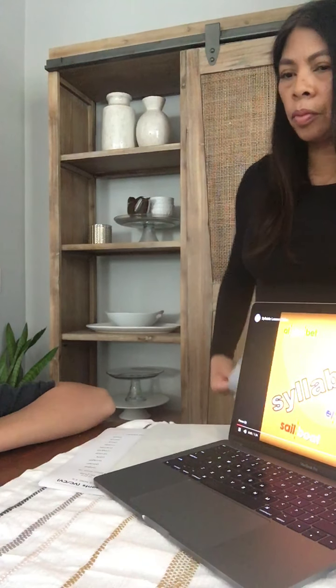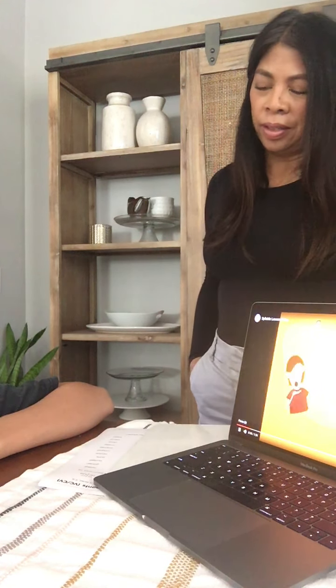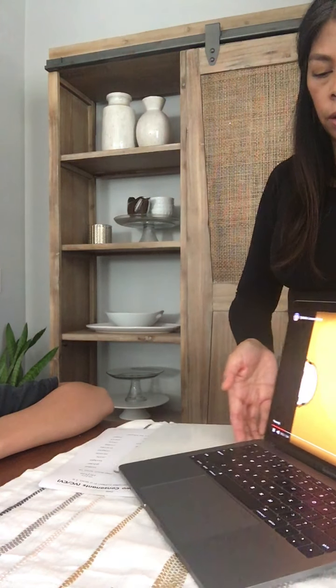Syllable is a word part. All words are made up of syllables. Knowing that words are broken down into syllables will help you read and write. Let's look at a few ways to find syllables in words. Let's try the syllable clap. Clap with me as I say these words. So let's join along, guys.